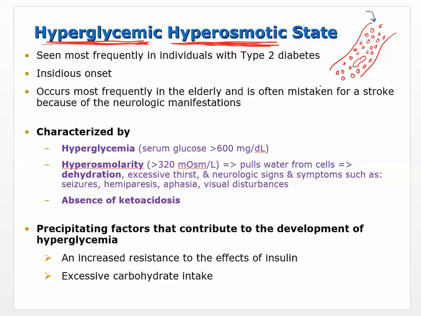So the same kind of thing is going on here, except it's with glucose, which kind of compounds the problem because of the problems that increased glucose can cause. So it's seen more frequently in individuals with uncontrolled type 2 diabetes. It's an insidious onset, so it may take a while to come on, and occurs most frequently in the elderly and is often mistaken for a stroke because it can cause these neurological manifestations. That can happen because your blood cells are going to shrink.